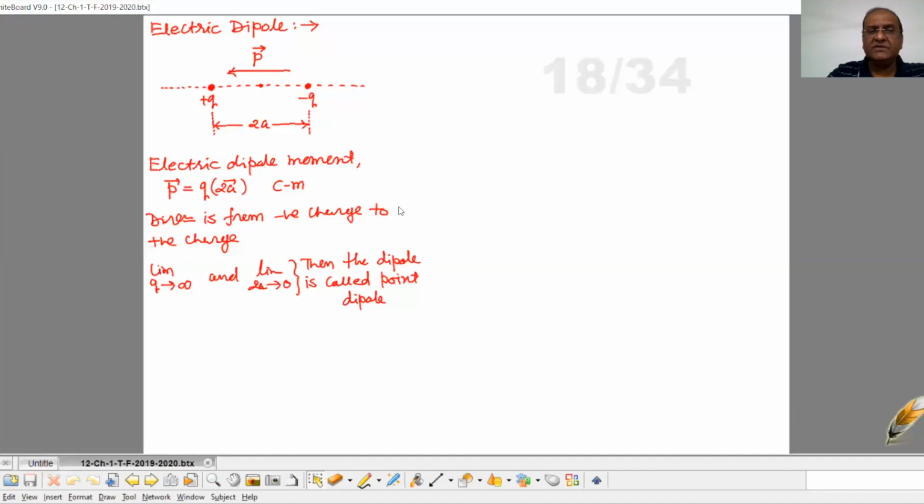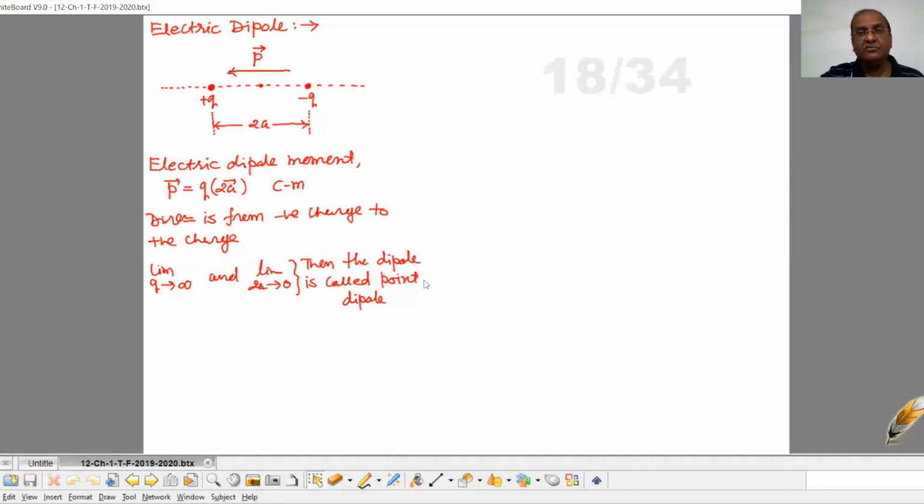Clear? Now suppose we take the magnitude of the charge to be very large, means if we take the limit Q tends to infinity, and the separation between these two charges is very small, means the limit 2A tends to 0, then in that particular case we can say the electric dipole is a point dipole. So this is the concept of electric dipole.